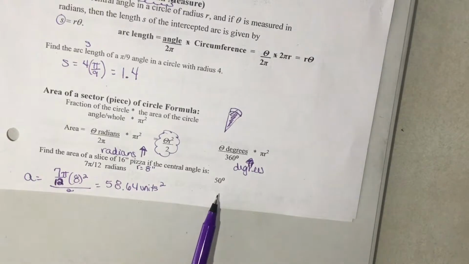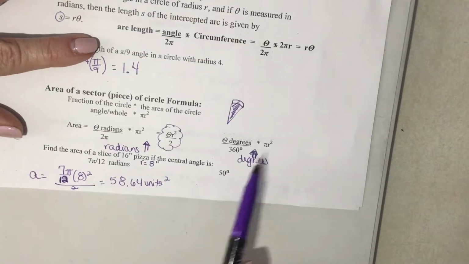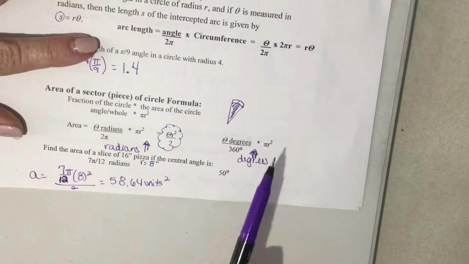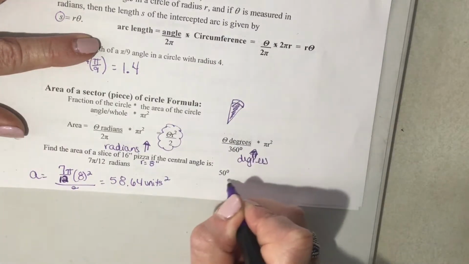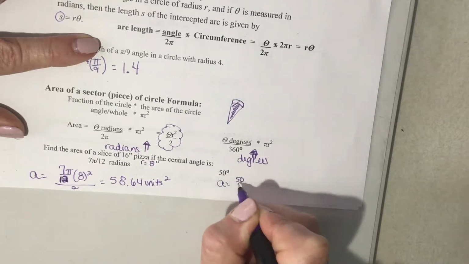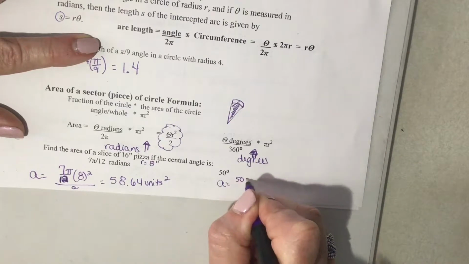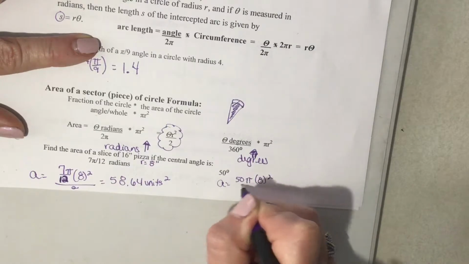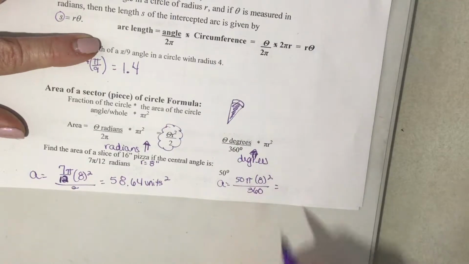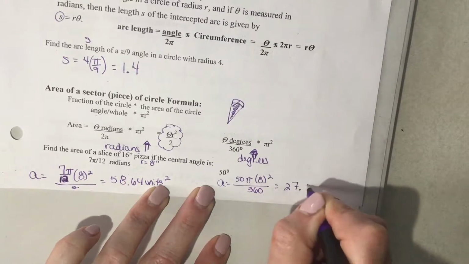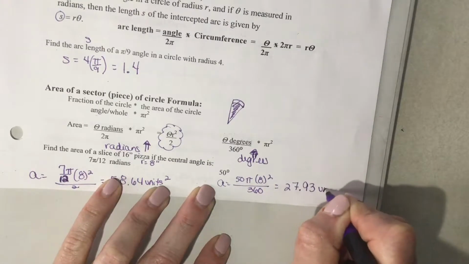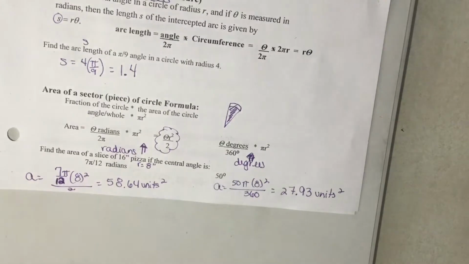Moving over to degrees. Here's my equivalent for finding area when degrees are given. So area equals 50 over 360 times pi times my radius squared. And again, typing that directly in, 27.93.